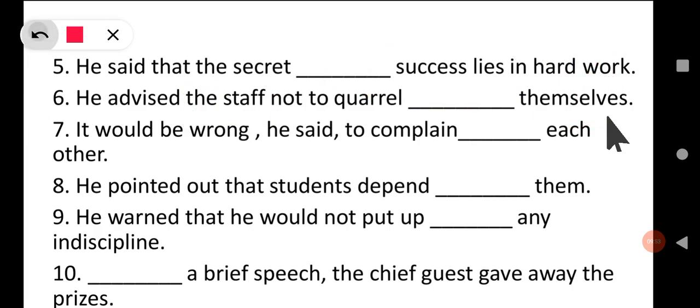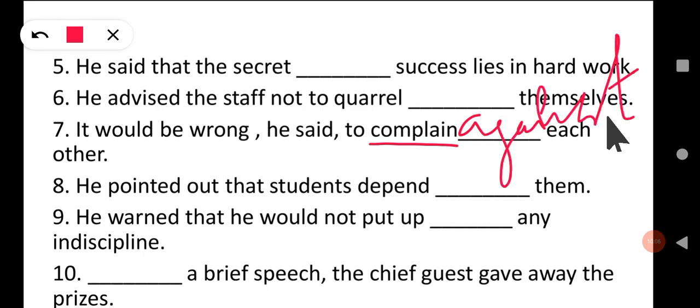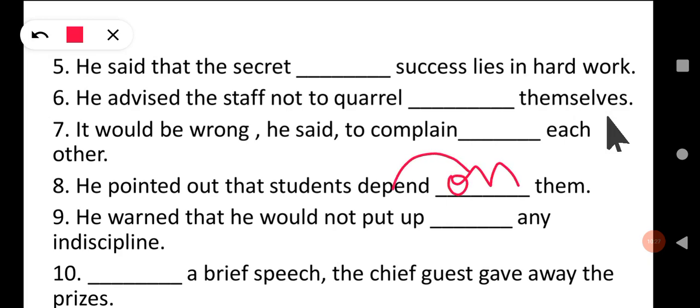Next one, it would be wrong, he said, to complain dash each other. Complain is followed by against. Complained or complain, both of them are followed by against. We complain against each other, opposite to each other. It's not a positive one, it is a negative one. Next one, he pointed out that the students depend dash them. Students must depend on. Depend is followed by on. Remember, this is a fixed one, right?